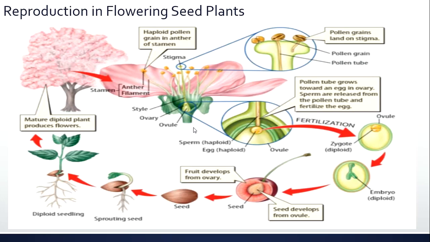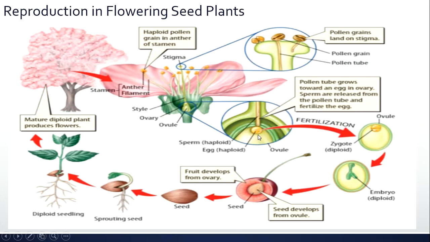Now reproduction in flowering seed plants. In a typical life cycle of an angiosperm, as you can see here, pollen grains travel by wind, or they can be carried by water or animals, from the anther to the stigma, where pollination occurs. After pollination, a pollen tube grows from the pollen into the stigma, down the style, to the ovary at the base of the pistil.